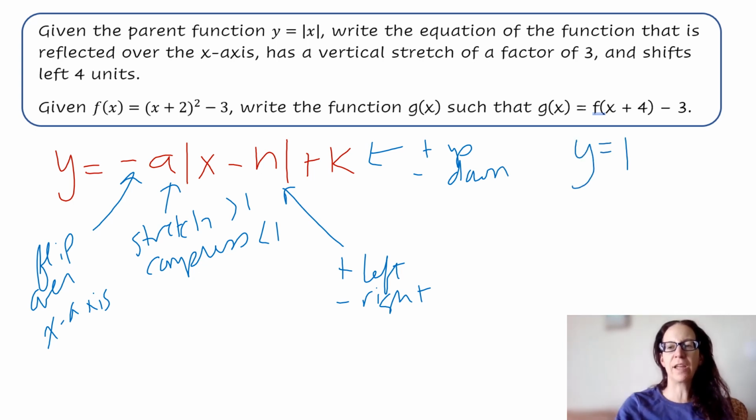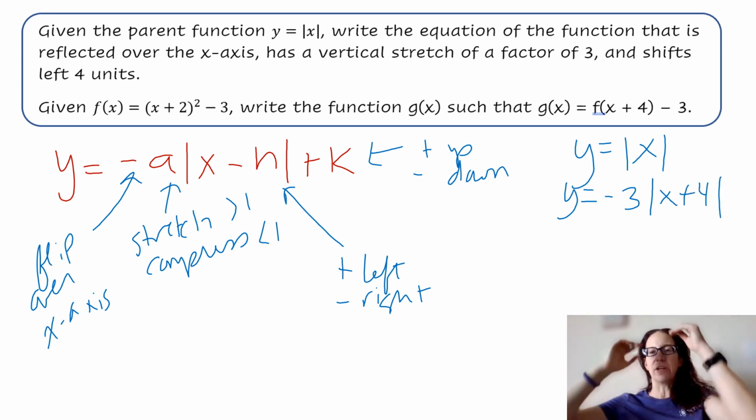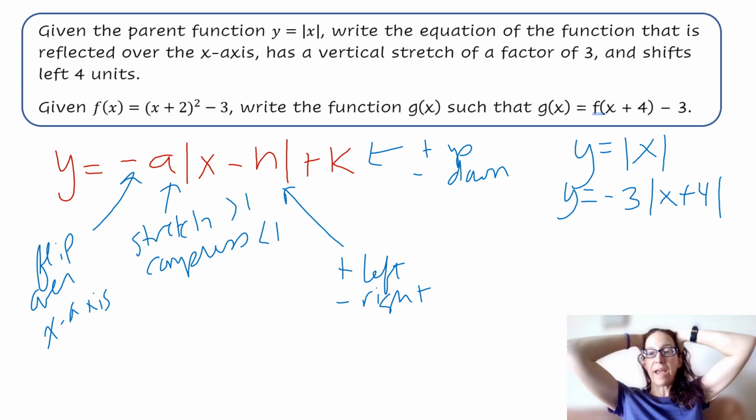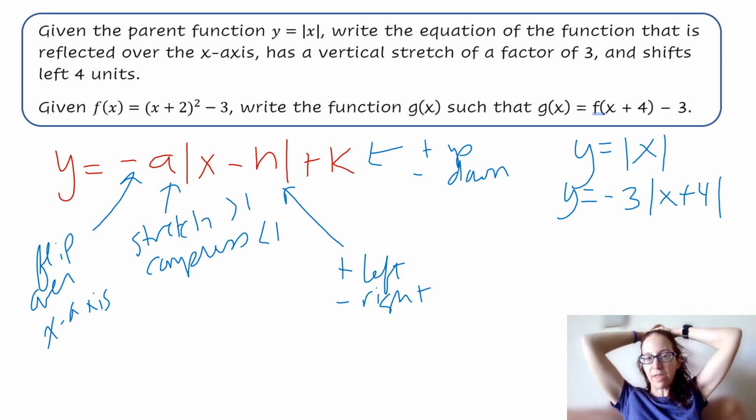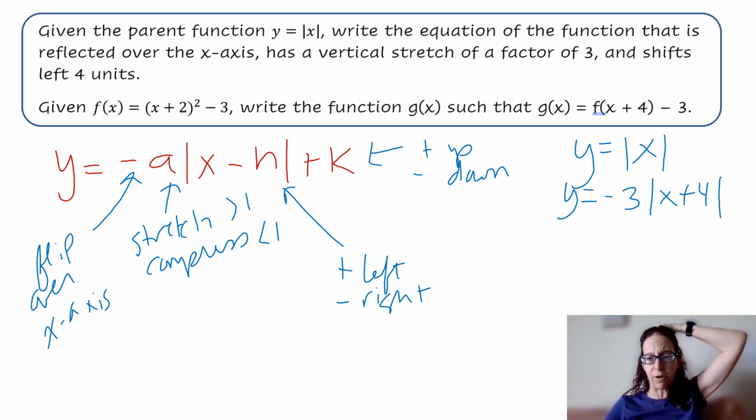So if I am starting with the parent function, y equals the absolute value of x, and I want to reflect it over the x-axis, then I know that will be a negative. If I want to stretch it by a factor of 3, that means I'll be multiplying it by a 3. And if I want it to go left 4 units, I will add 4 inside the absolute value. There is no vertical, like up-down translation on there. And so there's no plus or minus outside the absolute value. If you wanted to write like plus 0, that would be fine. Okay.